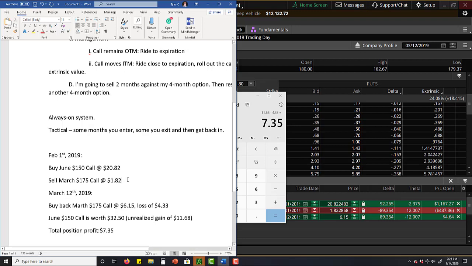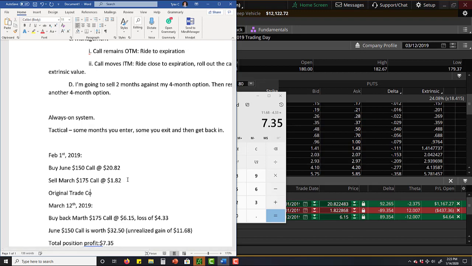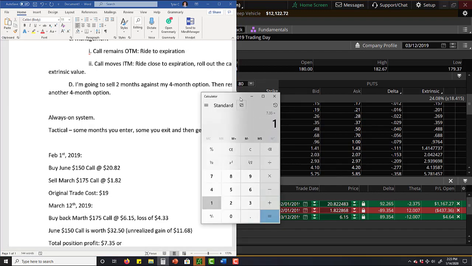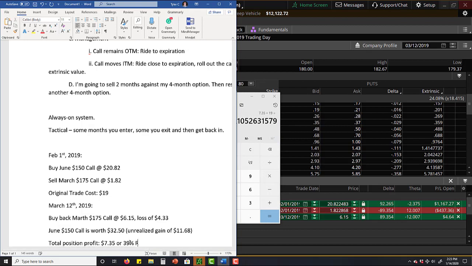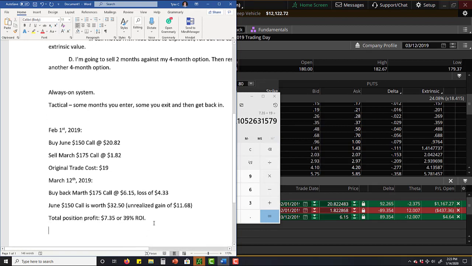Now my original trade cost was, that's a nice round number, good, $20.82 minus $1.82, which is $19. So if I made $7.35 that first month, $7.35 divided by the trade cost is about a 39% return. So I know that the poor man's covered call for that March expiration I was playing with, because Apple went up so much, netted me a 39% ROI had I closed the long call at that time.